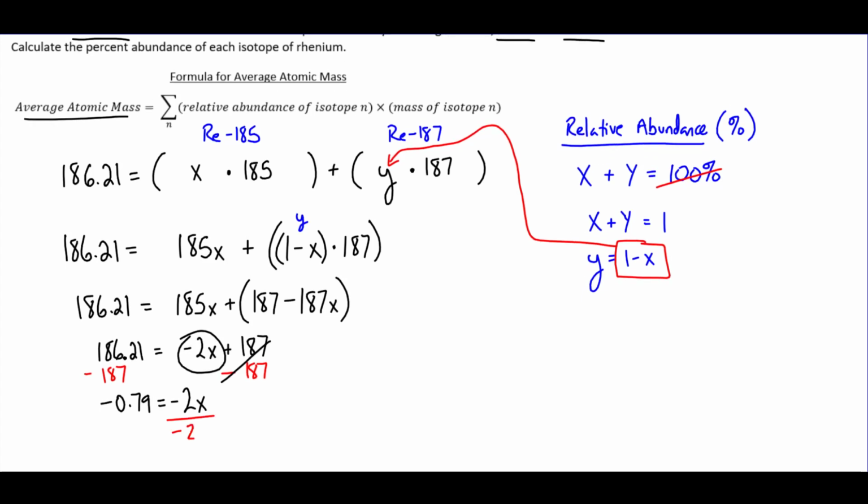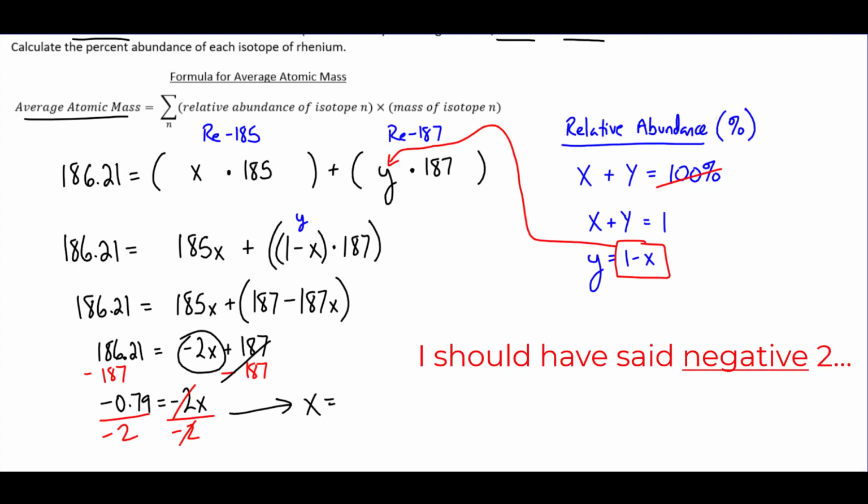I can divide through by negative 2. And of course that cancels out. And so I'll finish it up over here. x is equal to negative 0.79 divided by 2. And that just works out to be positive 0.395.